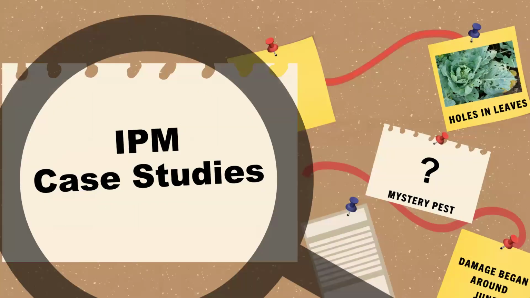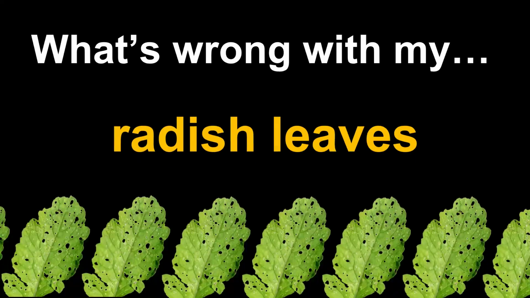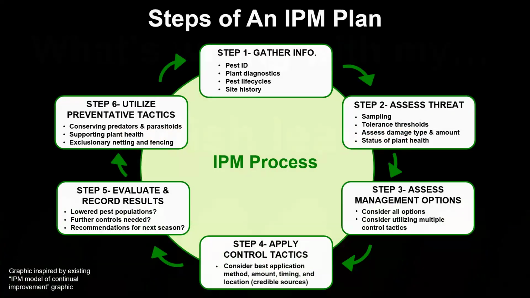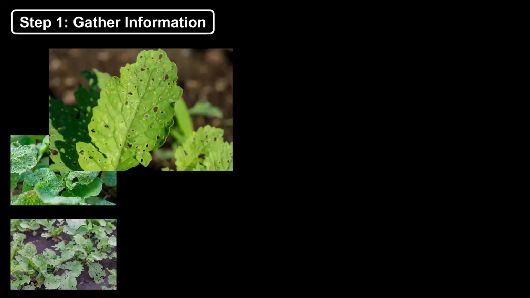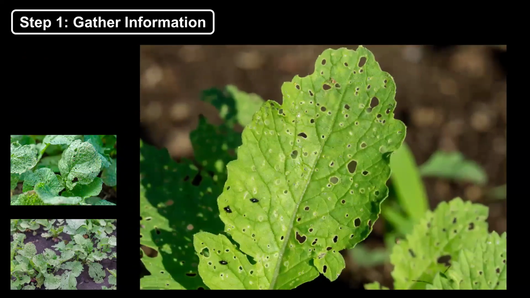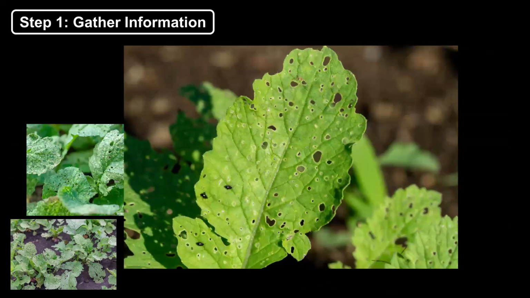Okay, I'm going to quickly go through these so we can get to our IPM case study with our last couple of minutes. Our case study here is: what's wrong with my radish leaves? Keeping these steps in mind, we're going to walk through our first 3 steps together. First step, gathering information. We have these 3 photos that a particular client has approached us with. So let's take a closer look. We have our first photo here, noticing there's something going on with our leaves.